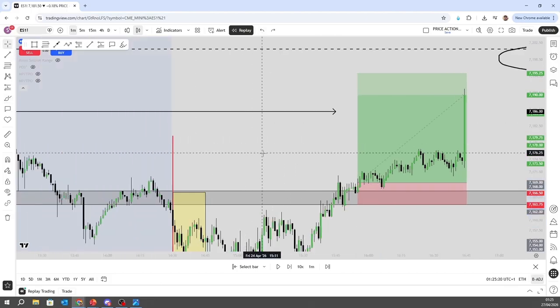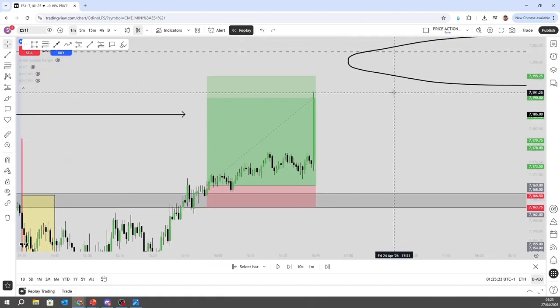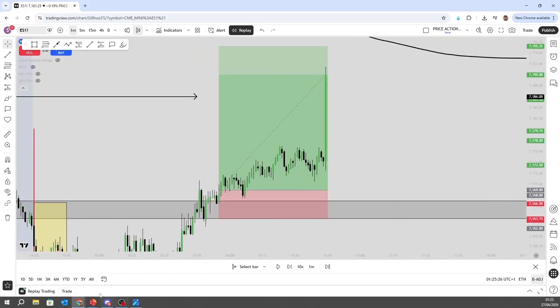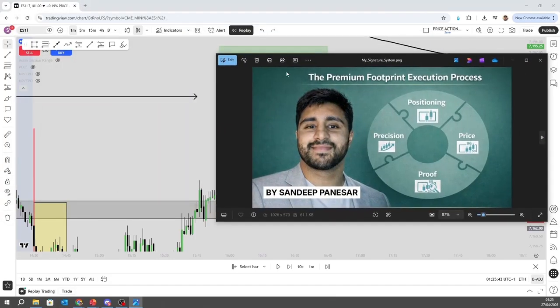So what I'm going to do is quickly break down Friday's trade from the lens of the premium footprint execution process, right? If I get it up quickly, give me a second to do that. While I'm getting this up, I want you to understand Friday's trade wasn't just Friday's trade. Friday's trade came at the right level. And so here's what it looked like.